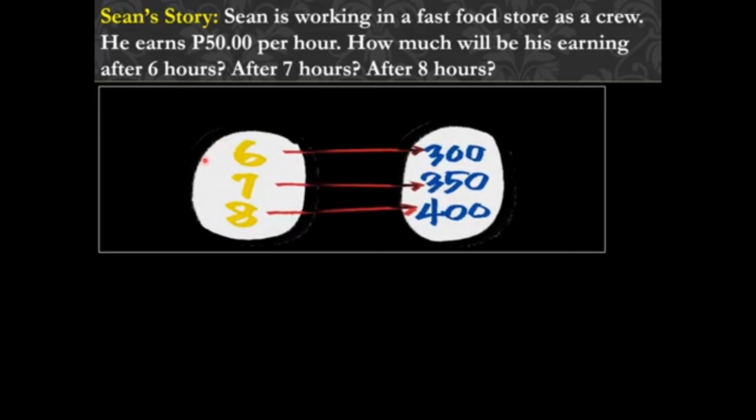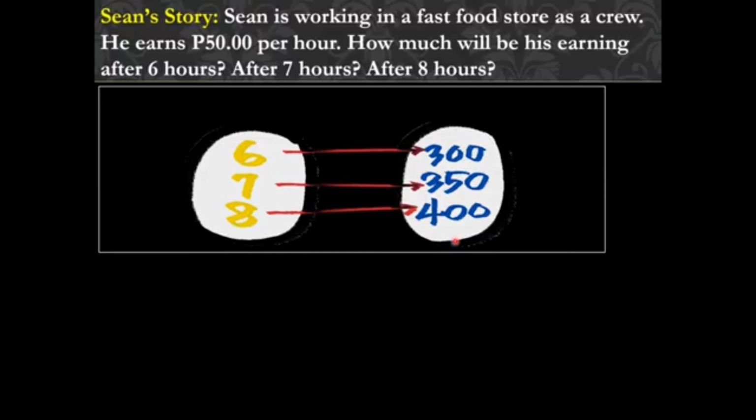Okay, we can also represent the relation using this, where the first elements are the number of hours worked, the numbers 6, 7, and 8, and the other elements are the amount of his earning. So after 6 hours, 300, after 7 hours, 350, and after 8 hours, 400. As we remember a while ago, we have the ordered pairs 6 and 300, 7 and 350, 8 and 400. So that's the same, but this is another representation of that relation.